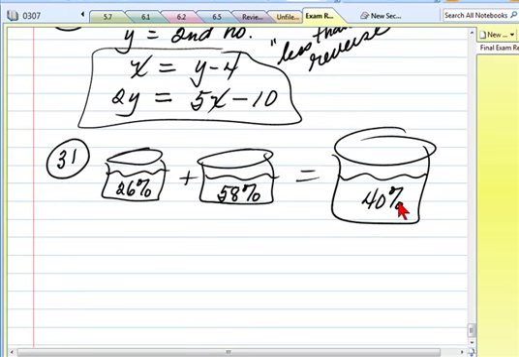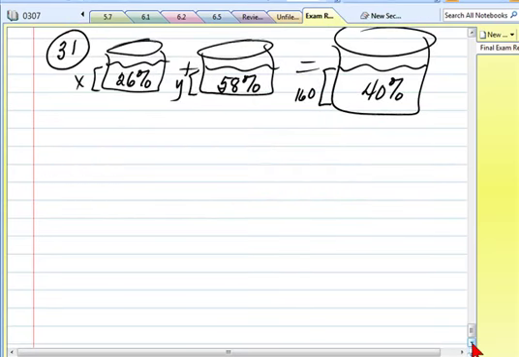Now I need to go on the outside and talk about their volume. I need 160 milliliters. The question is, how much of each of the others do I need to add together? So what am I going to call them? X and Y. So 2 equations to create a system. On the outsides, what could be the first equation?